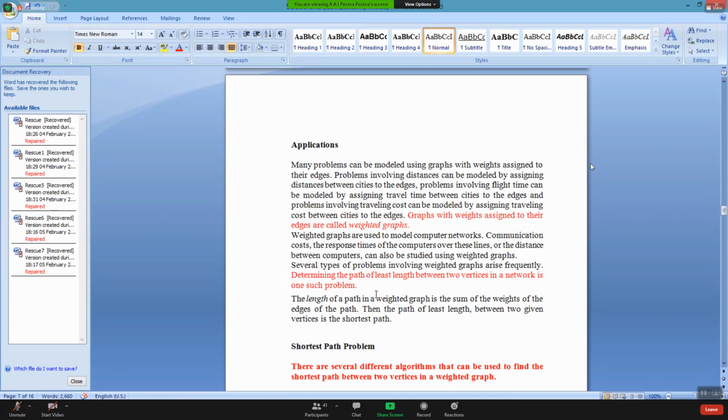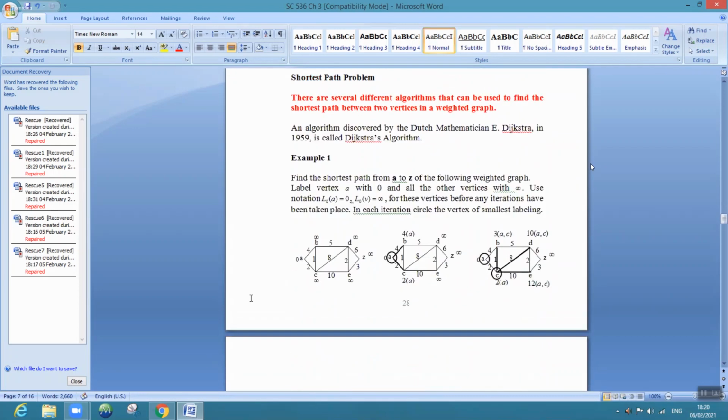Okay, so once the values are assigned, it is a weighted graph. For example, suppose we take this graph with values 4, 5, 6 assigned. If it is a road map, these values are the distances between the cities. Say A, B, C, D, E are cities and the values are the distances between them. Then you can find the shortest path from A to Z. What is the minimum distance we have to travel?